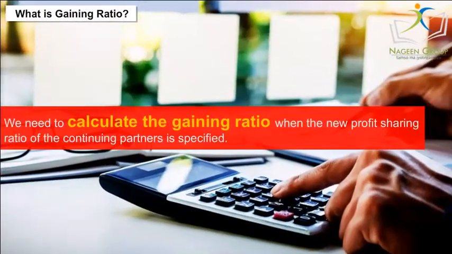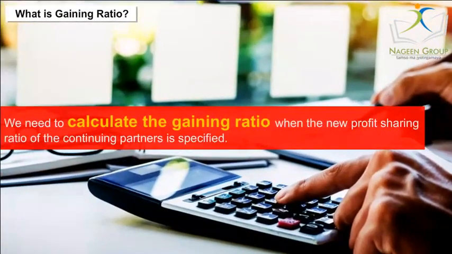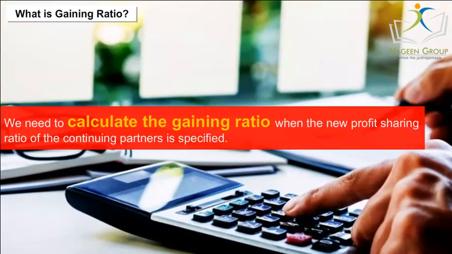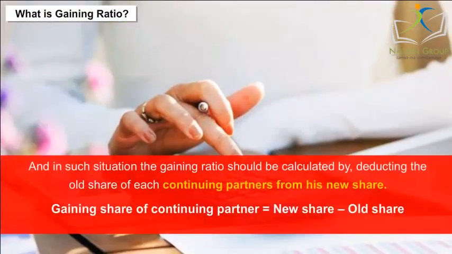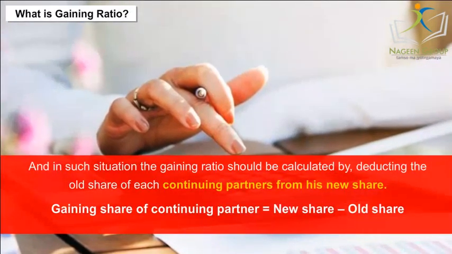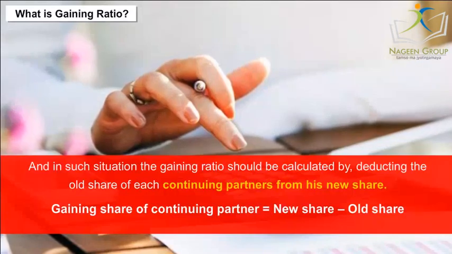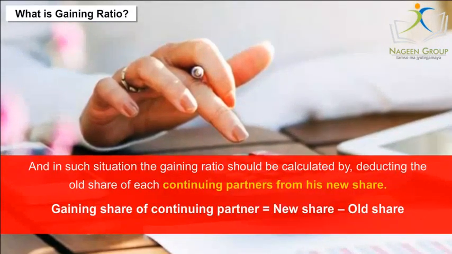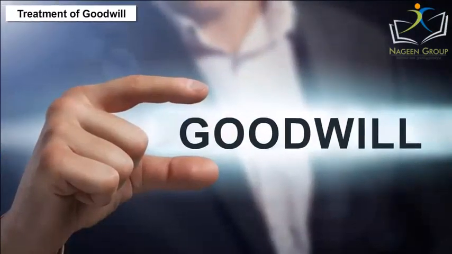We need to calculate the gaining ratio when the new profit sharing ratio of the continuing partners is specified. In such a situation, the gaining ratio should be calculated by deducting the old share of each continuing partner from his new share. Treatment of goodwill.